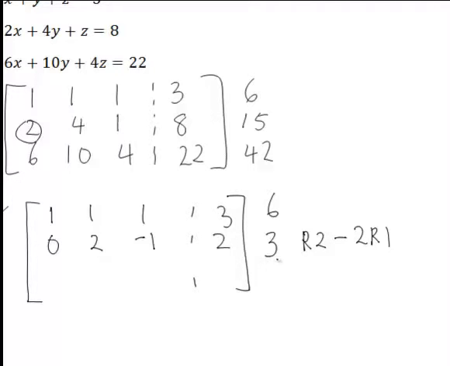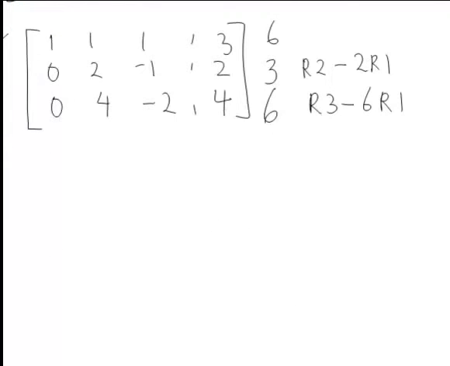Now for our next row, 6 minus 6 will be required to get 0, so therefore we're going to use row 3 minus 6 row 1. So 6 minus 6 times 1 is 0. 10 minus 6 times 1 is 4. 4 minus 6 times 1 is negative 2. 22 minus 6 times 3 is 4. And the updated row sum there is 6, which you could also verify is correct.